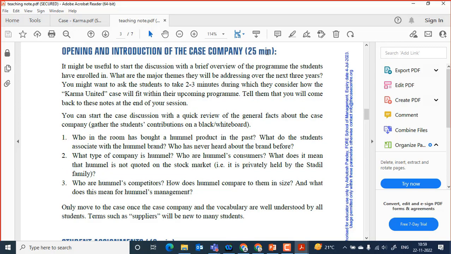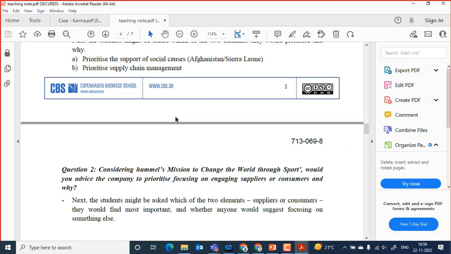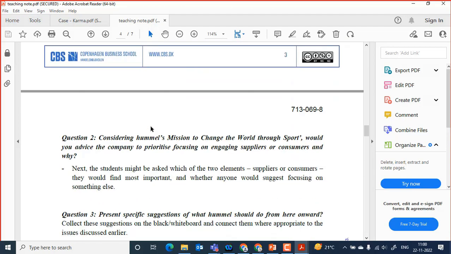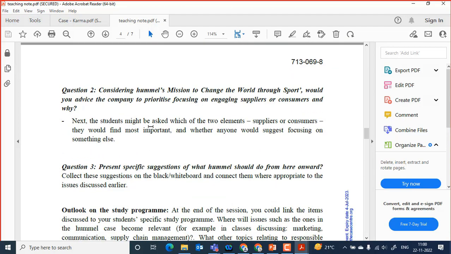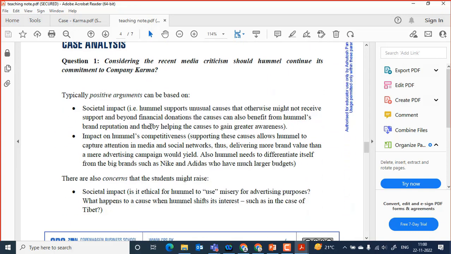So opening and introduction, 25 minutes. Then student assignment, 40 minutes. In the student assignment, they have given a few questions. Like, considering the recent media criticism, should Humble continue its commitment to company karma? There are n number of solutions to it, and these solutions are also mentioned here. They have given the solution also. See, these are the solutions being given.